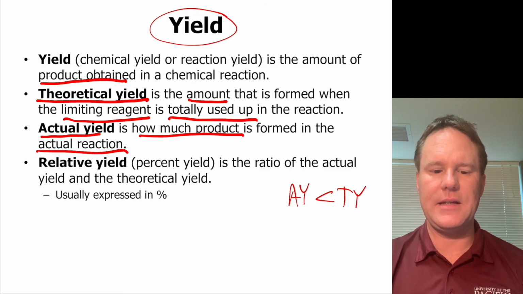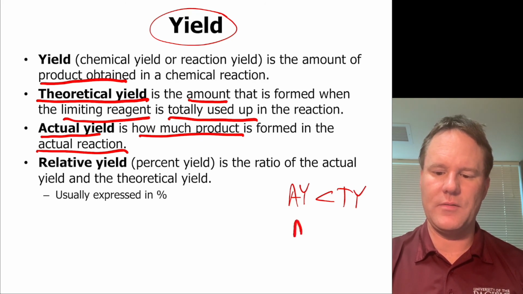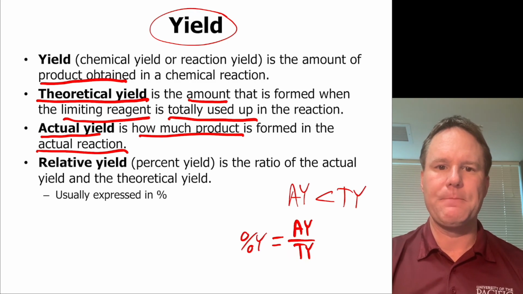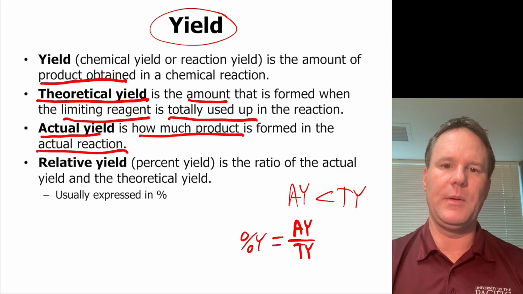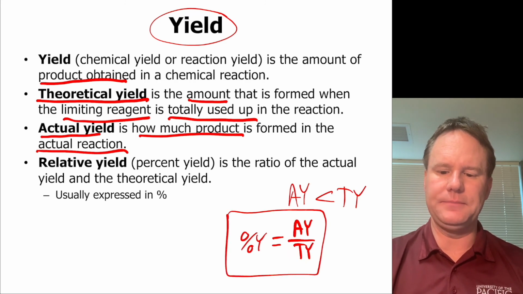And so the percent yield or the relative yield expresses the ratio of the 2. You should take the actual yield and divide it by the theoretical yield, and that will give you the percent yield or relative yield. If it's expressed in percentages, which just means 0.01 would be 1%, then we call it the percent yield. So learn this formula.